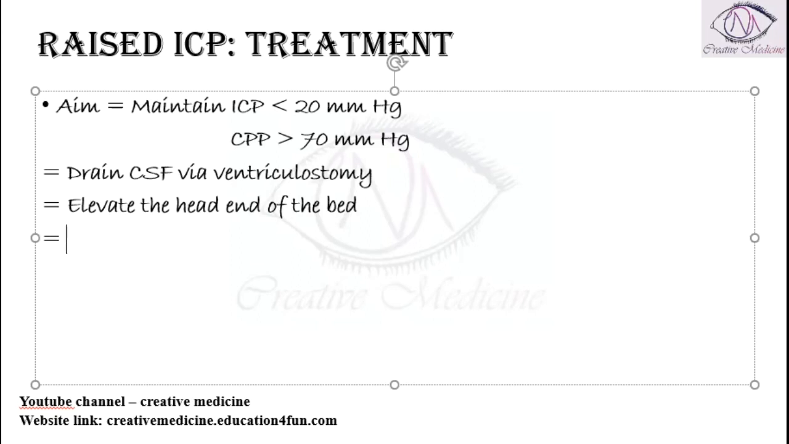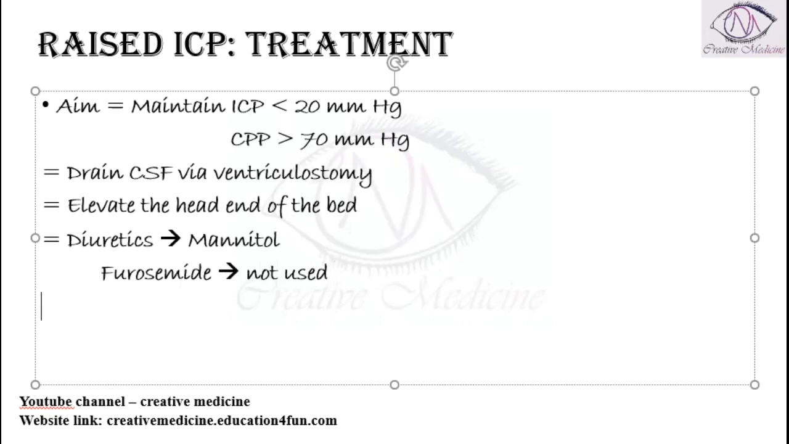And you can give diuretics to the patient, which will flush out the extra blood volume, thus decreasing the blood volume and decreasing intracranial pressure. So diuretics like mannitol are used. Remember, furosemide, which is used in heart failure and other conditions, is not used in raised intracranial pressure. You can also use steroids. Among the steroids, dexamethasone is used first for raised intracranial pressure due to vasogenic edema.